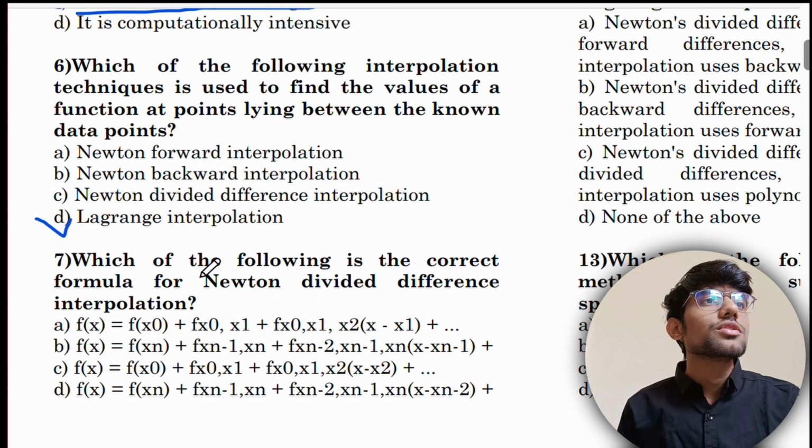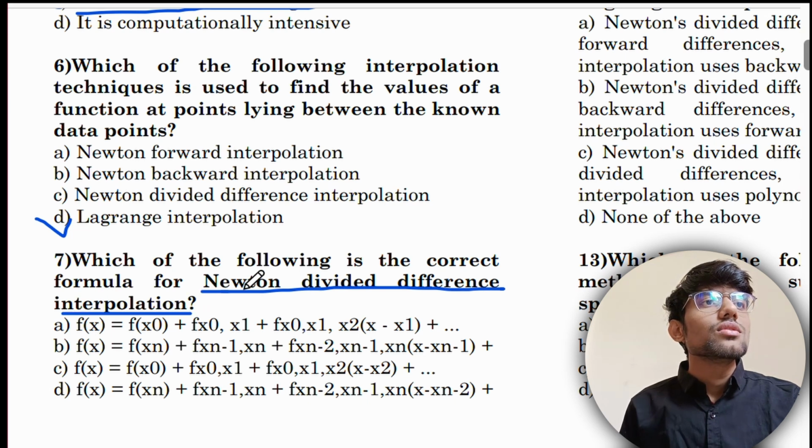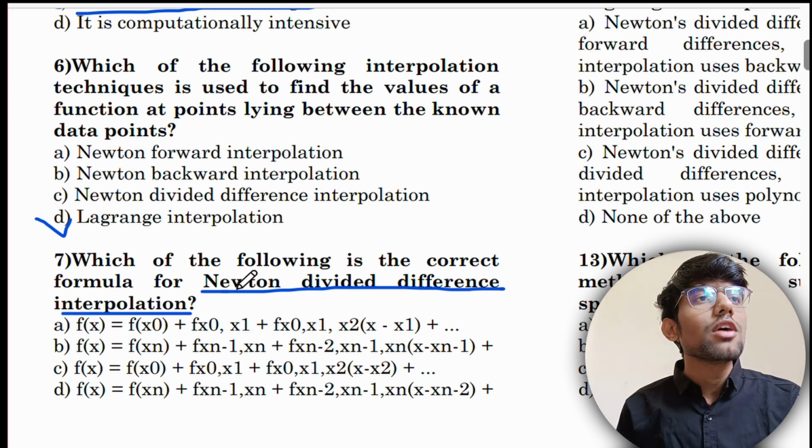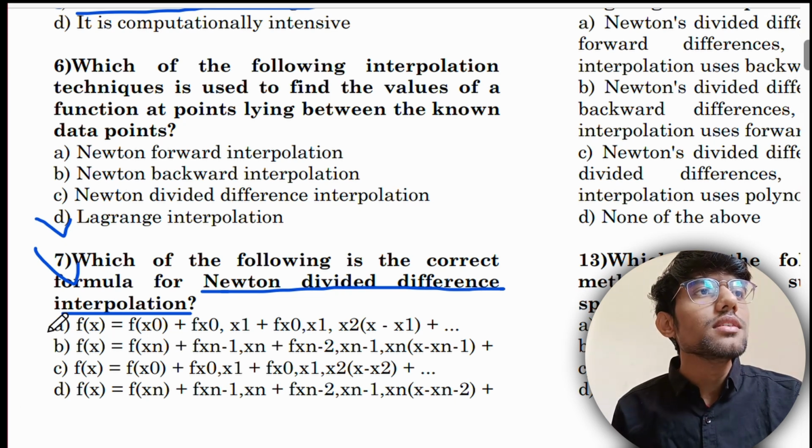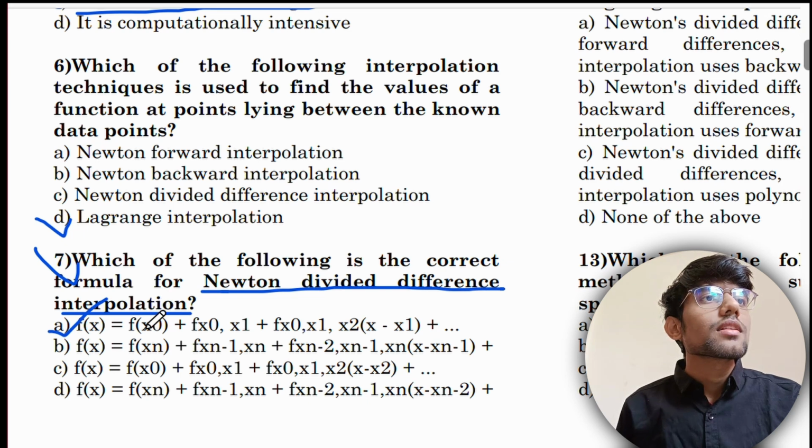Now the seventh question, which of the following is the correct formula for Newton's divided difference interpolation? So we have already talked about it. What is the seventh question answer from A, B, C, D? That is the A option: f(x0) plus f[x0, x1] plus f[x0, x1, x2] and so on.